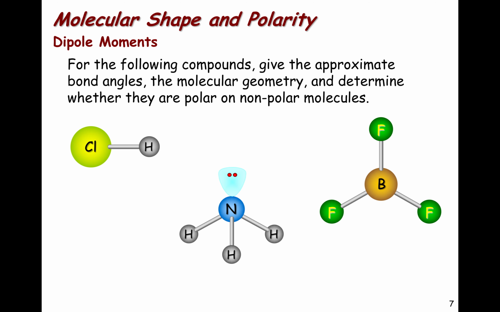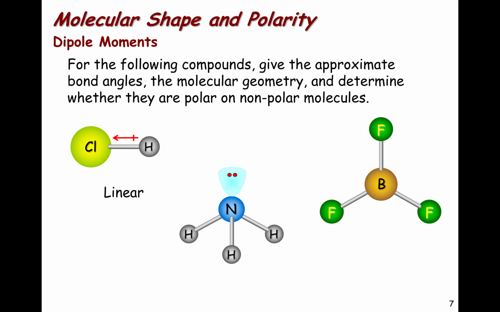So, as some examples of this, we want to look at each of these molecules and predict the molecular geometry and determine whether or not the molecules are polar or possibly nonpolar molecules. So, as the first example, we have HCl. In HCl, we would consider the chlorine to be the central atom. There are only two atoms in the structure, so there's only one possible molecular geometry, that is linear.